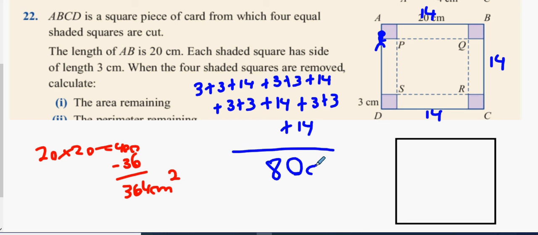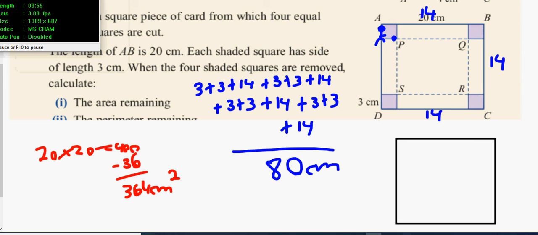You don't change. Let's say it's 80 anyway. The original square was 80. Let's find out. 3, 6, 20, 23, 26, 40, 43, 46, 60, 63, 66, 80. Yep, we're good. That's what makes the base.